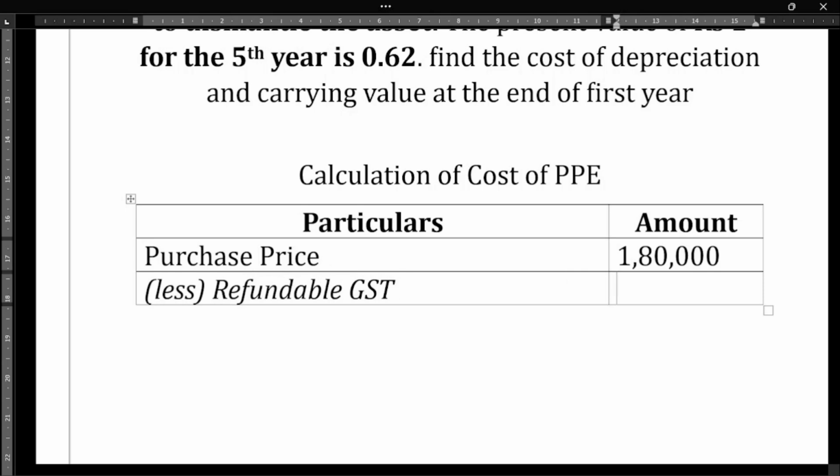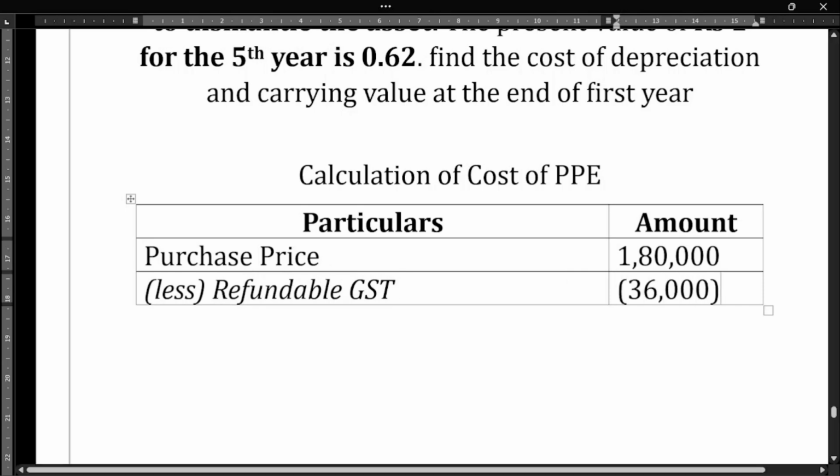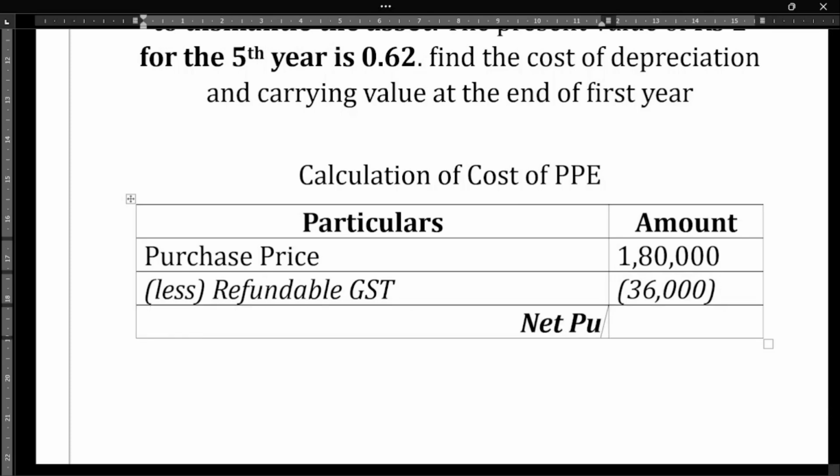Refundable GST, how much? It is 36,000. So now when you subtract 36,000 from the purchase price, we will get the net purchase price.